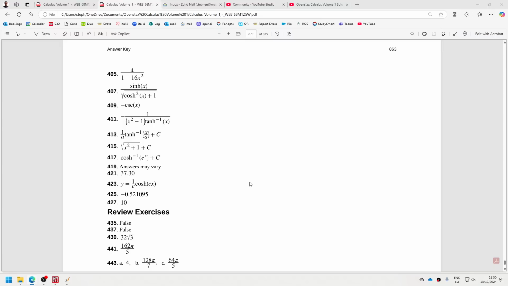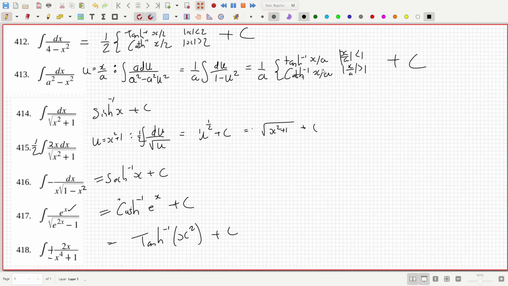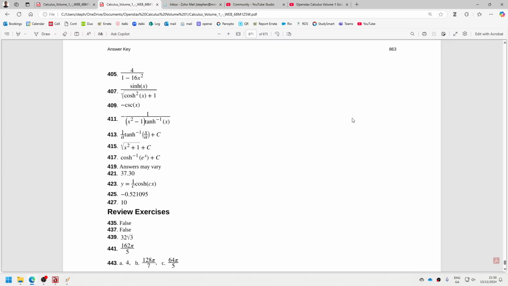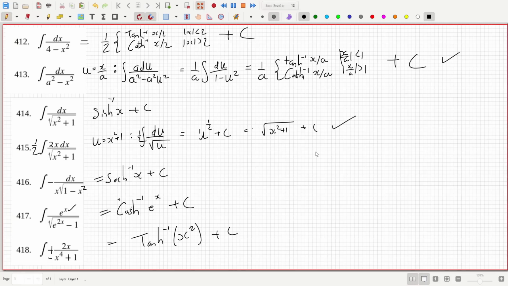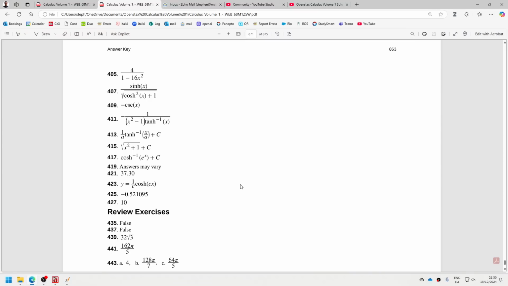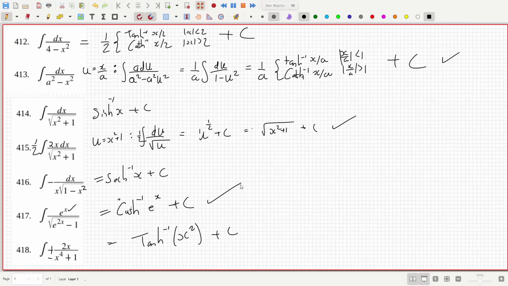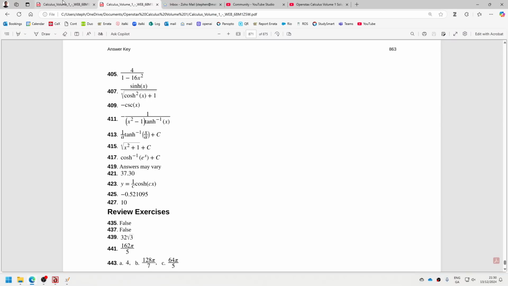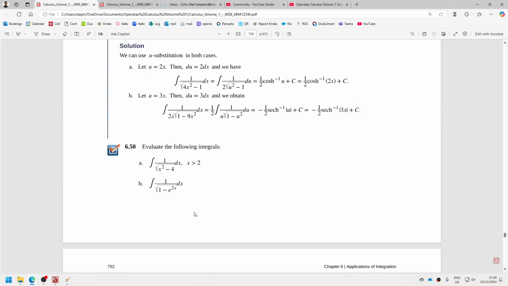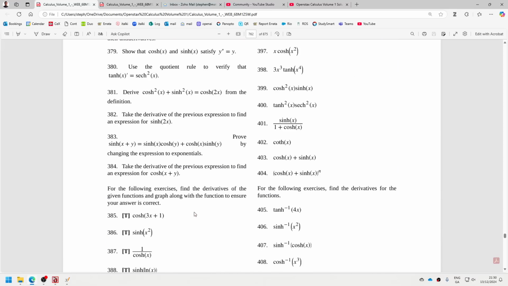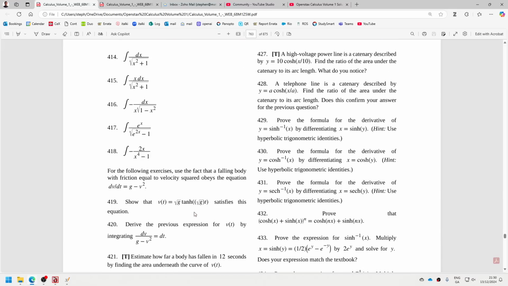So let's check the answers that we can. Okay, I can check 413. That's right. I can check 415. That's right. I can check 417. That's right. That's all I can check. And I just make sure I wrote 416 down correctly. Yes, I did.